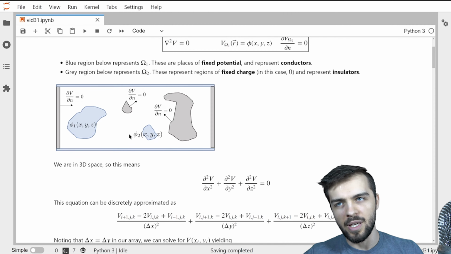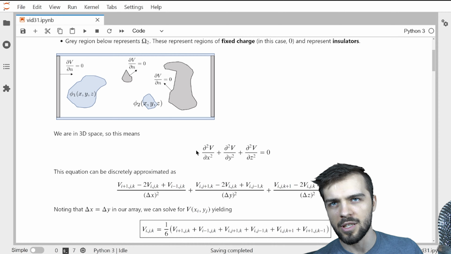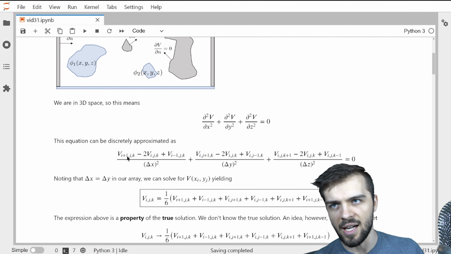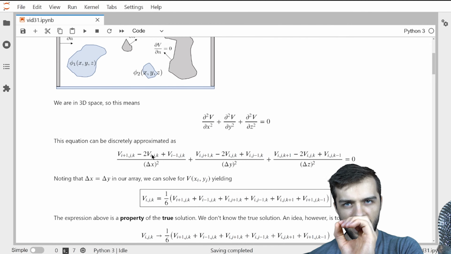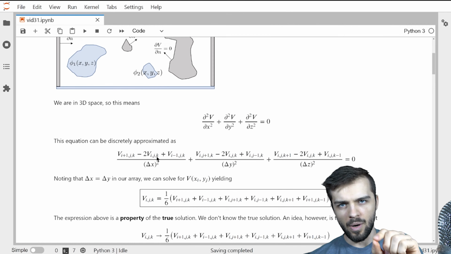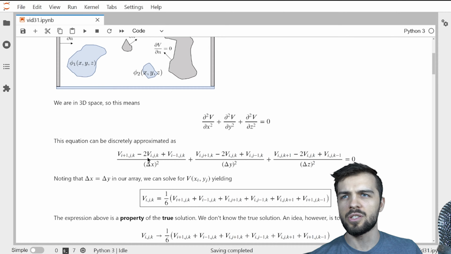We're solving it in 3D in this video. So basically what that means is we can approximate the second derivative like this. I have indices I, J, and K that you can see here. I represents where we are in X, the X voxel position. J is where we are in Y, and K is Z. So we have three different positions here.